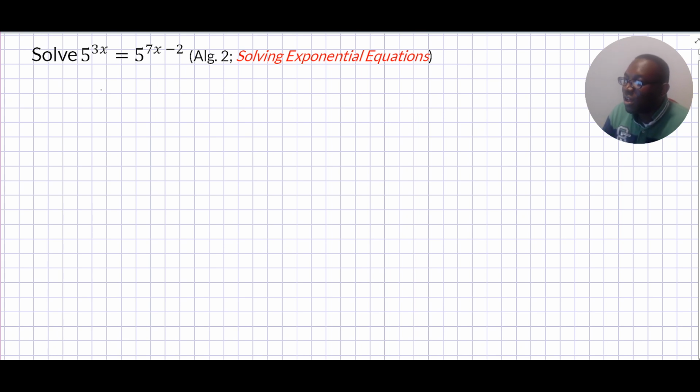So we're trying to solve an exponential equation. 5 to the power of 3x equal to 5 to the power of 7x minus 2. So we're trying to find the value of x in this case. What is the value of x if 5 to the power of 3x equal to 5 to the power of 7x minus 2?